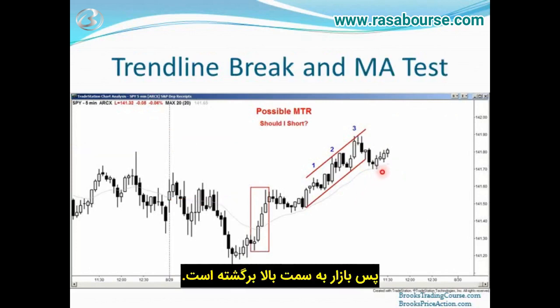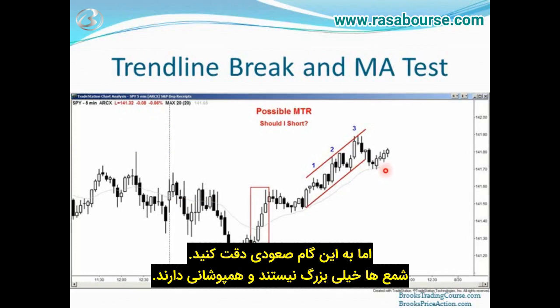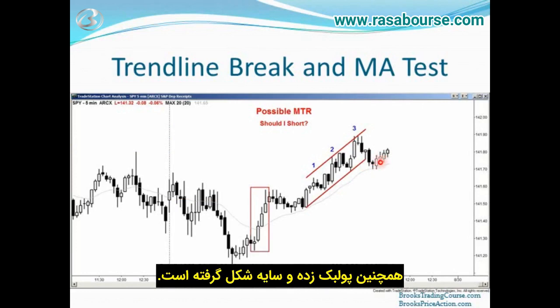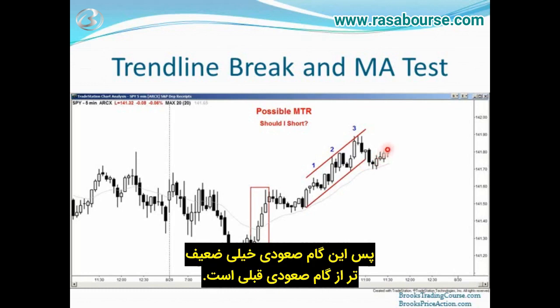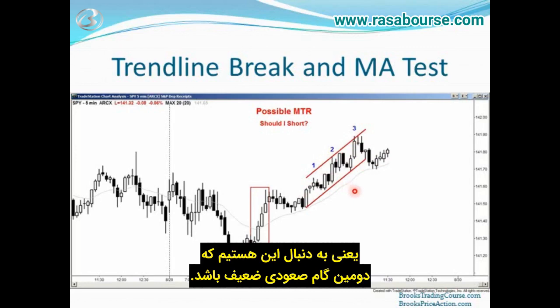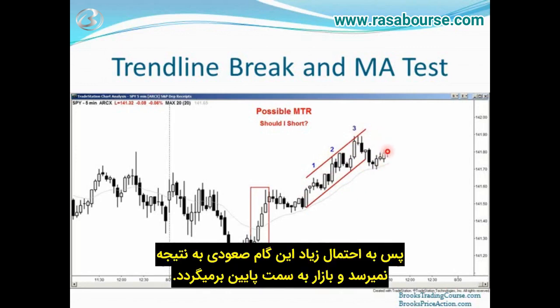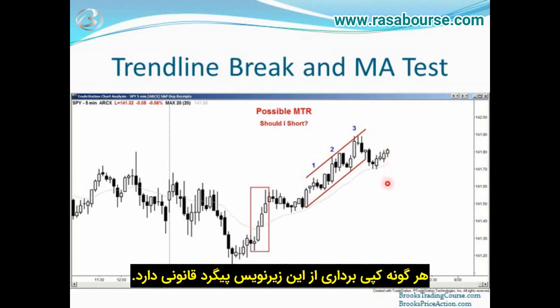So the market's starting to bounce off the moving average, but look at the bounce. The bars are not that big. We have overlap. We already have a pullback. We have tails. So this rally so far is a lot weaker than this rally, and that's good. You want the rally that tests the bull high to be weak, and that increases the chances that it will fail and lead to a reversal down.